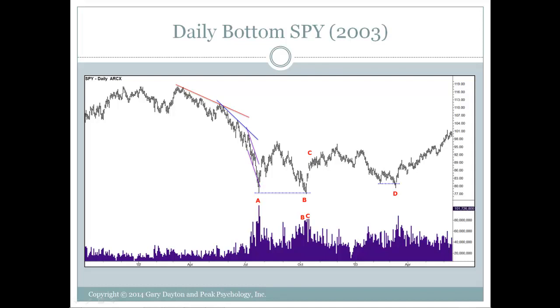Difference between a spring and a springboard. Springboard is, we'll see a couple of examples of springboard. I'll show you what that means.